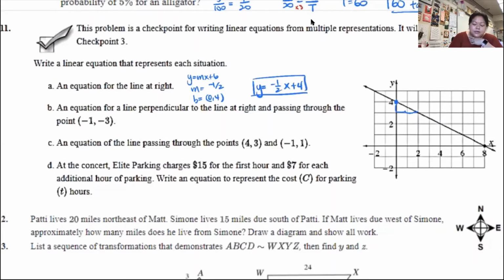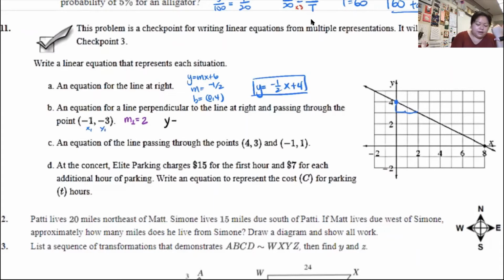Write a line perpendicular to the line to the right and passing through this new point. So remind yourself that the perpendicular slope is the opposite reciprocal. So before it was negative, now this is going to be positive, and it was 1/2. Reciprocal will be 2. Don't forget, this is your point. This is x1, y1. So we had that really awesome formula from a couple of homeworks back.